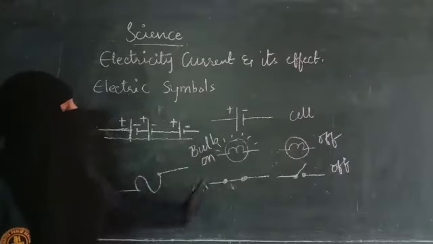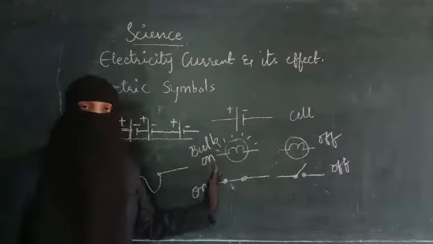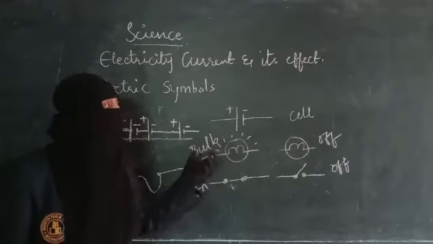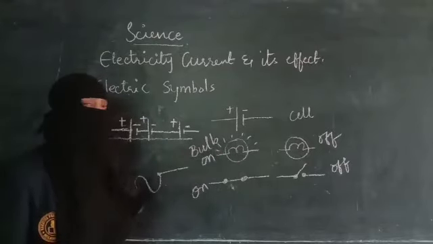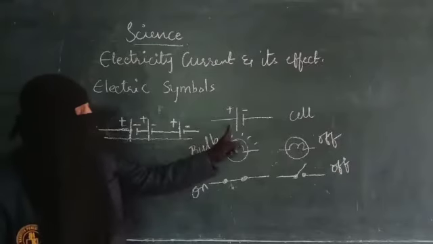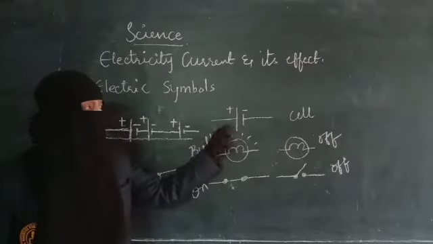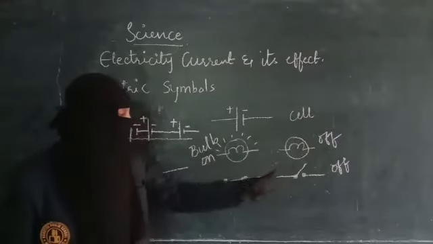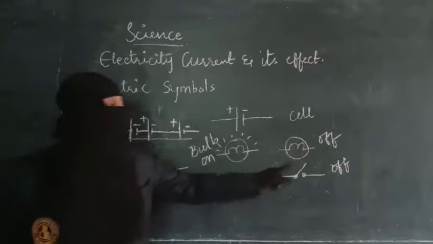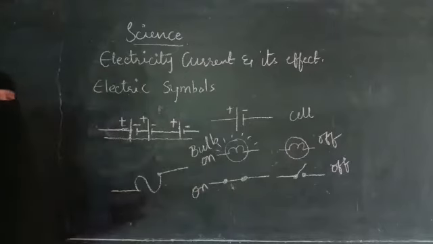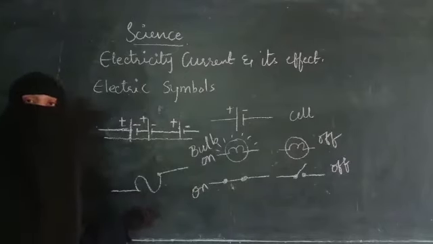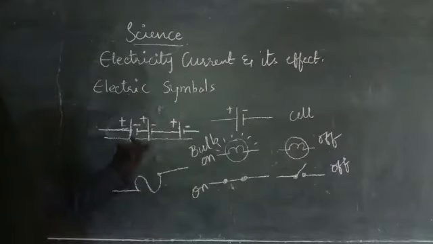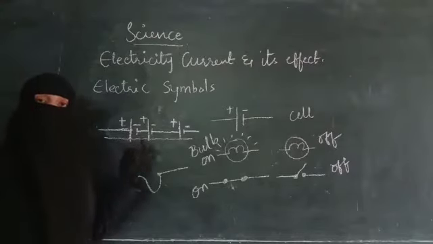So let us recall these electrical symbols. By using these symbols we have to draw a circuit diagram. This is the symbol for a cell, a dry cell. And this is the bulb in on position, bulb in off position, switch in on position, switch in off position. This is the fuse, which is also a safety device in a circuit. And this is a battery. When two cells are connected, it becomes a battery.